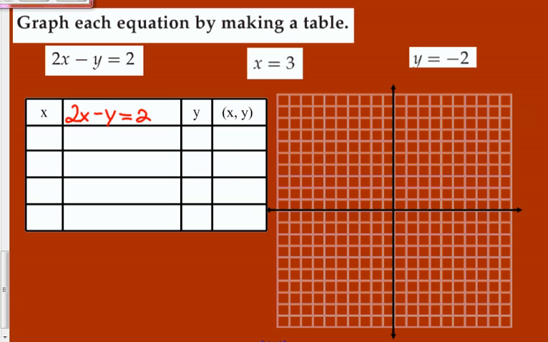And to use values of x, keep your numbers really small, like -2, -1, 0, and 1. Just keep them really small, right around 0. Then you're just going to start plugging each of these x's in and solving for your y. So the first one, I'm going to put a -2 in here. It's going to be 2 times -2.